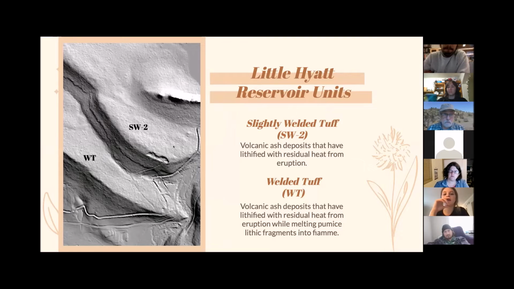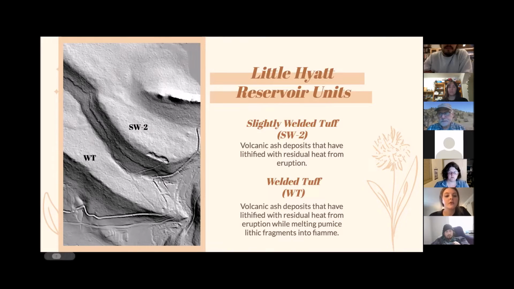And so our slightly welded tuff, it is from a volcanic ash deposit from an eruption. And over time, after it flows out, it's going to start to lithify. And we call it slightly welded because the residual heat that is compacting with the ashfall will lithify it into a rock. And so then you'll have a solid unit, but it's only partially welded, because when you have a welded tuff, you have lapilli and pumice fragments from the actual eruption that will compress into flame-like structures, and I'll show that later.